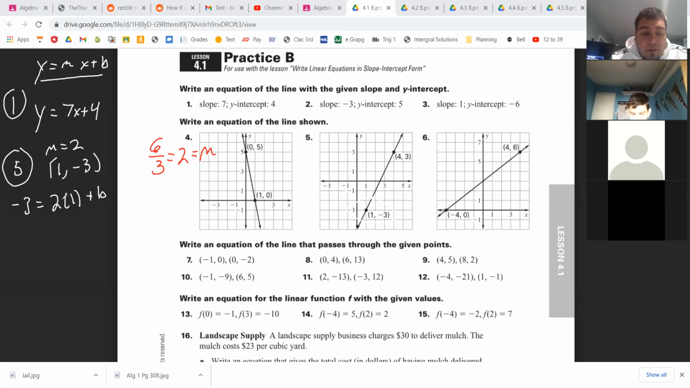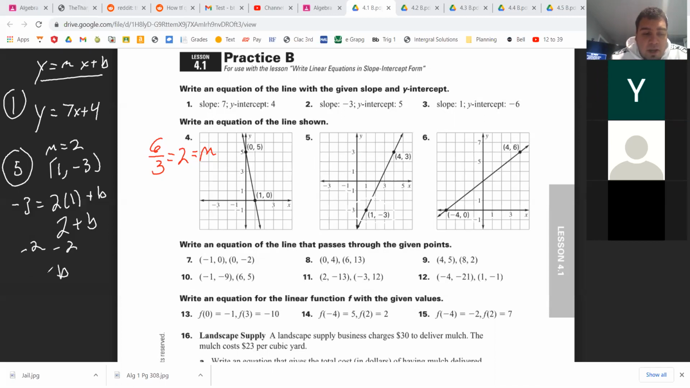All right. So here we have -3 equals 2 times 1 plus b. 2 times 1 is 2. Minus 2 on both sides. So b is going to end up being -5. So in this case, it's going to be y equals 2x minus 5. I found my m, I found my b, and I just plug it in to make an equation.